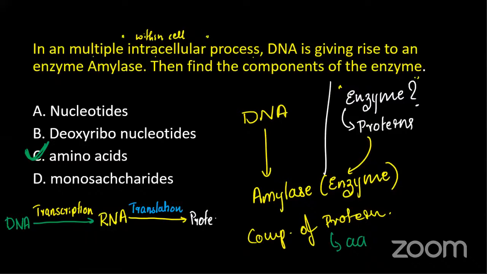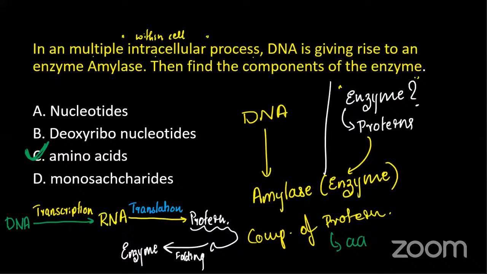Okay, so after this we will not get the protein actually, we will get the polypeptide chain. Then the folding will happen. Protein folding will happen and it will give rise to our enzyme. Can anybody tell me where actually the folding is happening?